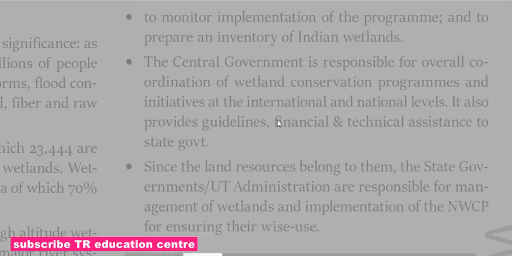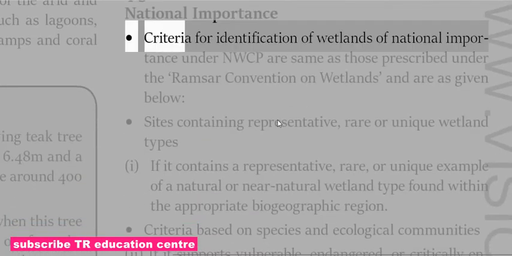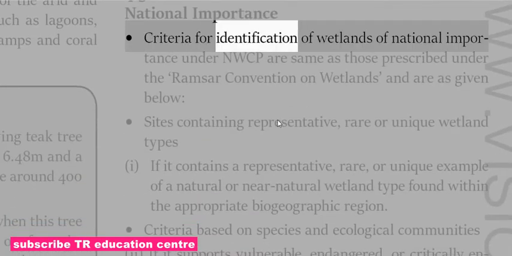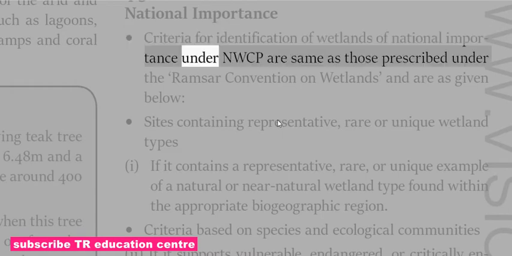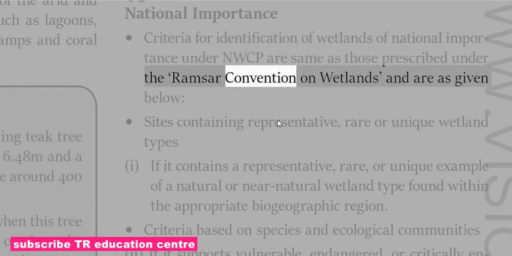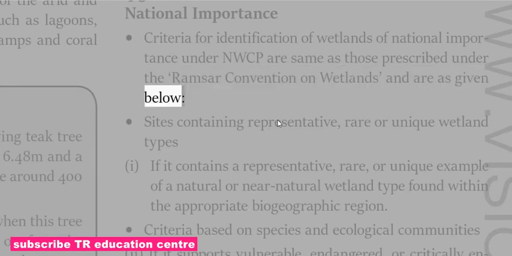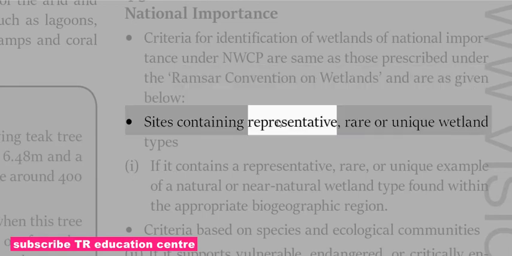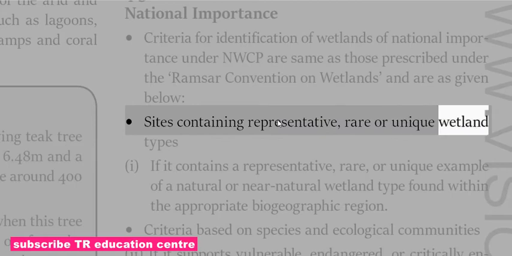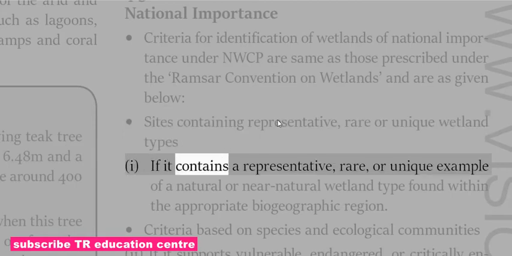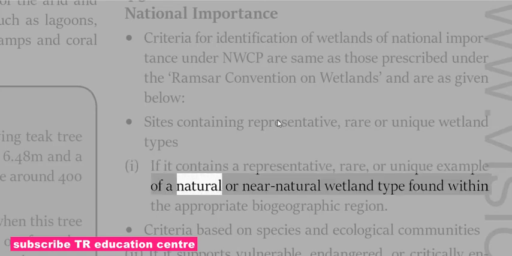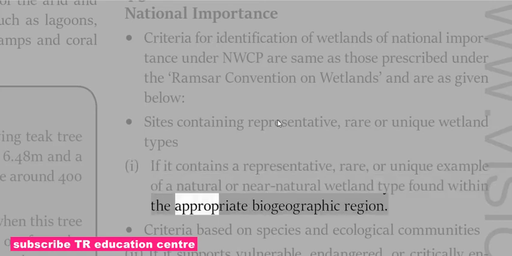4th May 2011: Criteria for identification of wetlands of national importance. The criteria for identification of wetlands of national importance under NWCP are the same as those prescribed under the Ramsar Convention on Wetlands and are as given below. Sites containing representative, rare or unique wetland types: 1. If it contains a representative, rare, or unique example of a natural or near-natural wetland type found within the appropriate biogeographic region.